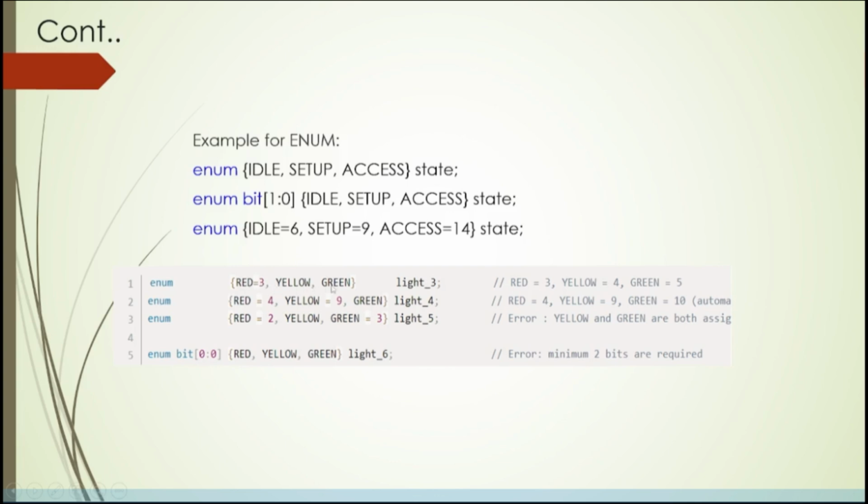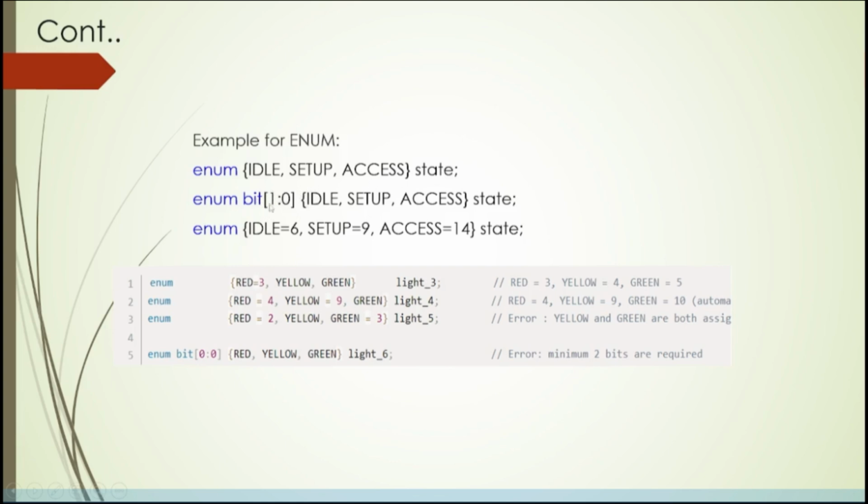Similarly, if you want to have states like idle, setup, and access states. Now what happens if you are giving the values idle, setup, and access as 1, 2, 3? Then the particular person doesn't understand whether one is setup state or access state or idle state. So we are using the enum in order to assign the integer constant a name.